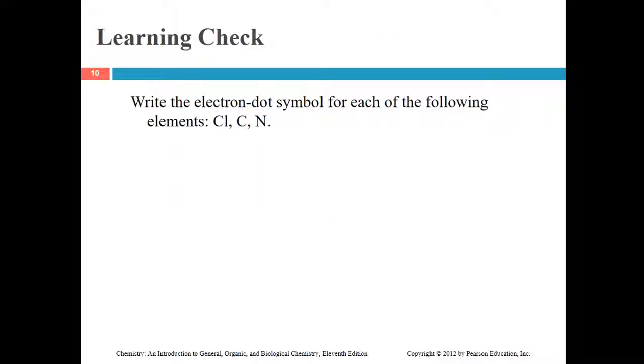So here we go. Write the electron dot symbol for each of the following elements. Chlorine. Well, we look to see what group it is. Oh, it's in 7A. So that means we're going to need to put 7 electrons around it. Now, we pair them up once we have gone around the 4 sides individually, then we start pairing them up.